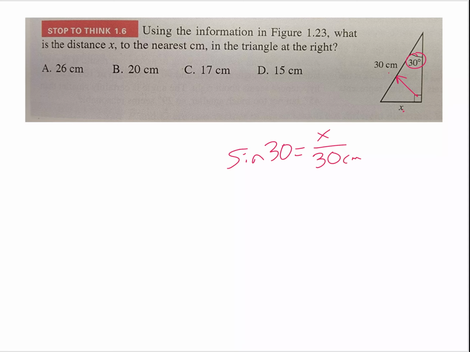Now, we're going to solve for x, so I just multiply both sides by 30 centimeters. So I have 30 centimeters times sine 30 degrees. Sine 30 degrees times 30, you need to be in degree mode on your calculator. In this class, you'll always be in degree mode. The answer is 15.